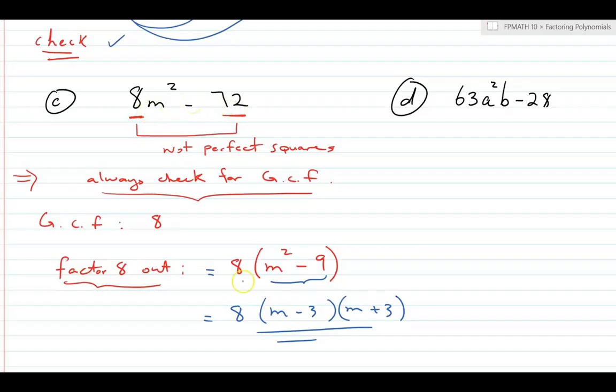common factor. Take that out, and that will give you m squared, and then 72 divided by 8 is going to be 9. Look what's happening here, m squared minus 9, that's a perfect square now. Okay, so that's a difference of squares. We can factor that, and that's what you will get.